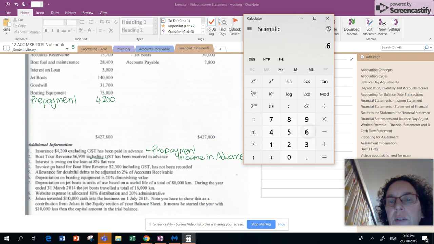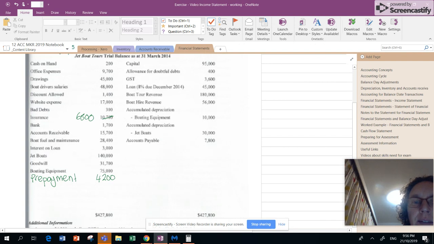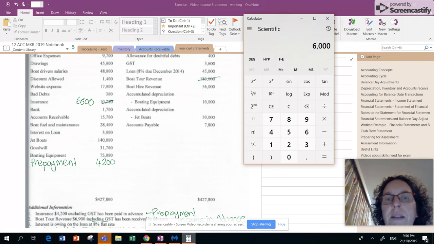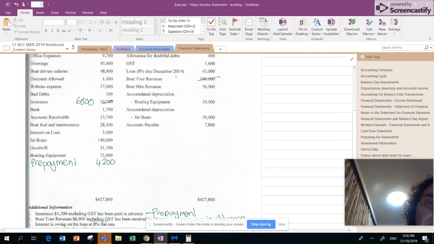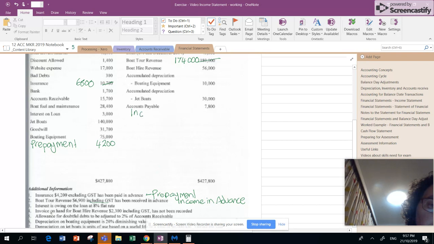So 6,900 divided by 1.15 is 6,000. So our boat tour revenue has to decrease by 6,000 because it's in advance. So that's going to be our debit. 180,000 minus 6,000 gives 174,000. So that's the debit of 6,000, and then we're going to credit income in advance, which is a current liability, by 6,000.